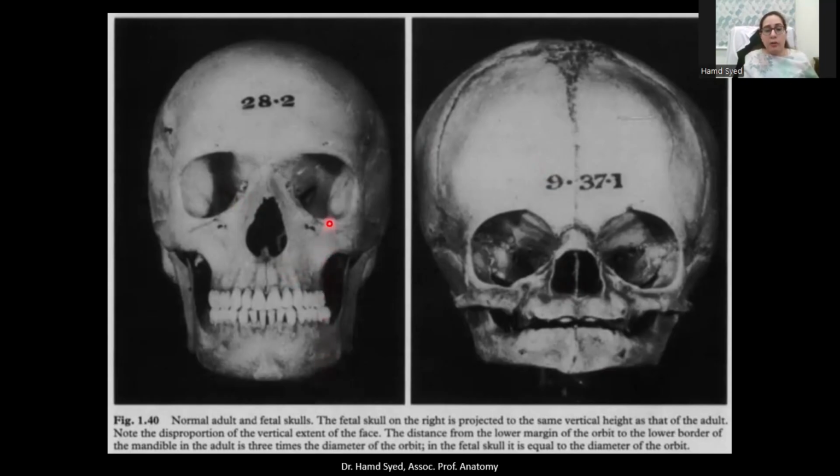In case of an adult cranium, you can see that this line is about 3 times the diameter of this orbit. Whereas in case of a fetal cranium, this line would be about the same vertical length or distance as the diameter of the orbit. So that is why the appearance of this face of a child is very different from that of an adult. You can see the underdeveloped jaws and the unerupted teeth.